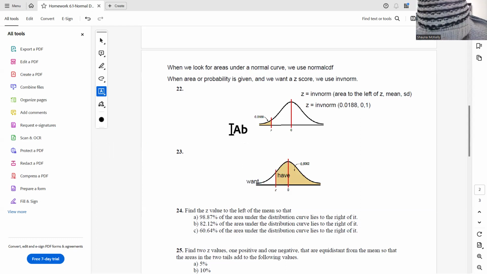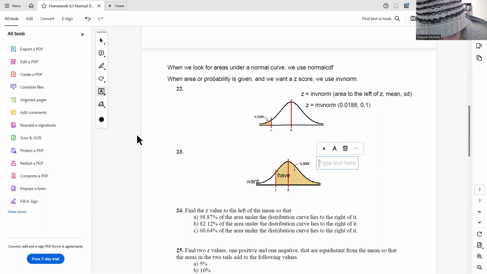Now, why do we want it? Because that's the way the calculator's been programmed. It's not because you can't do this any other way. If you use charts or tables or other methods, you can use this number. But the calculator is programmed to need this area on the left. So we have to give it the area on the left. Now, what do we know? We know that the total area is 1.